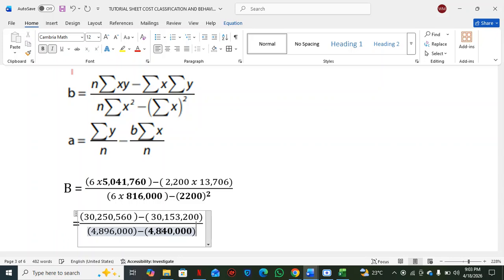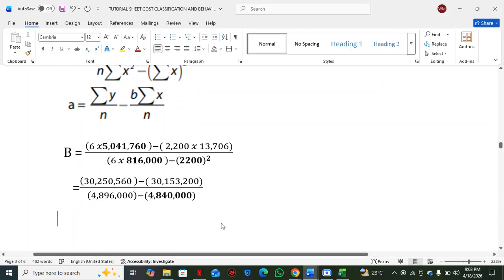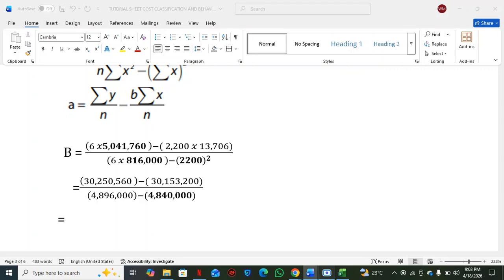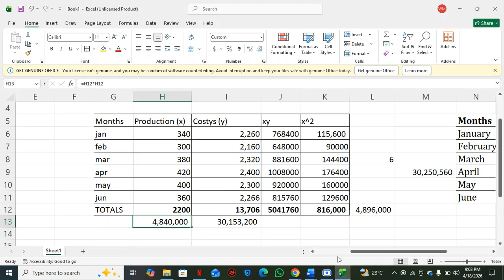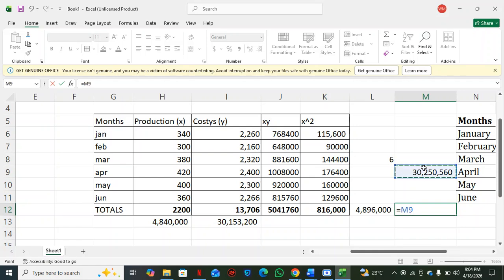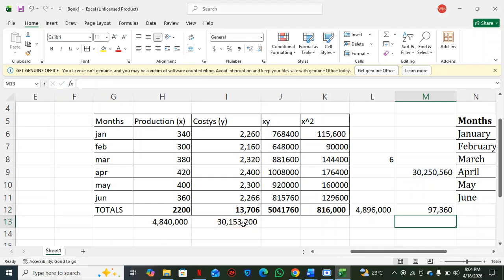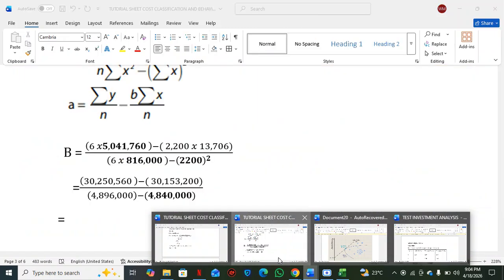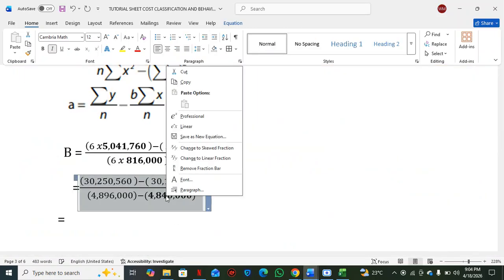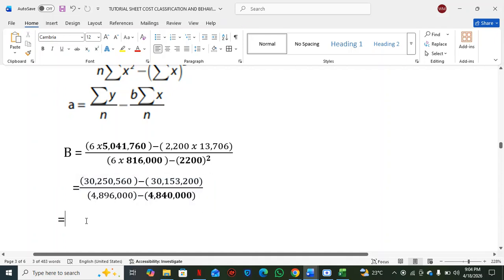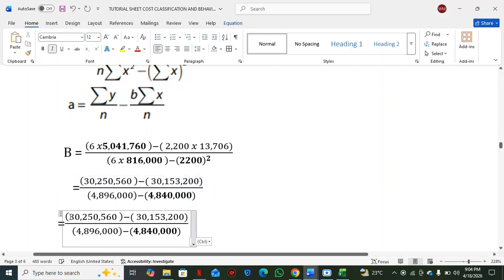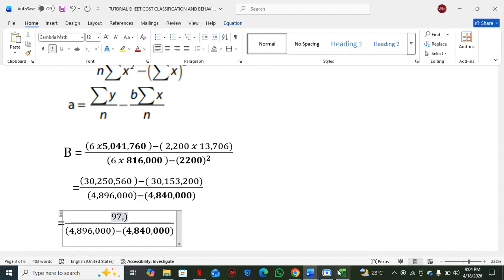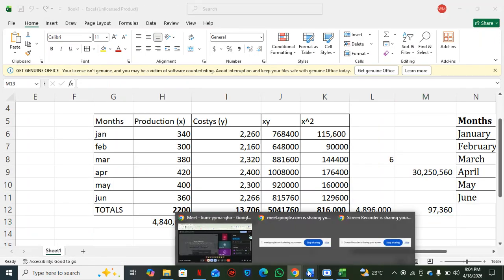Let me do it step by step for our other colleagues. So we're going to do 30,250,560 minus 30,153,200, which is 97,360.